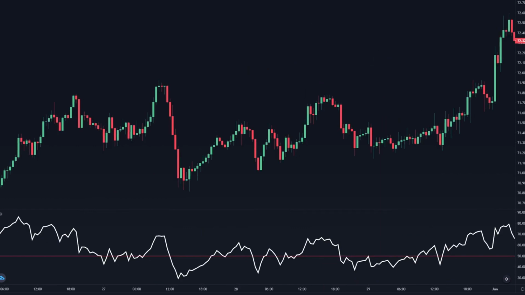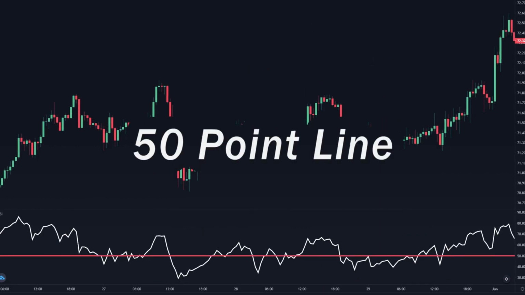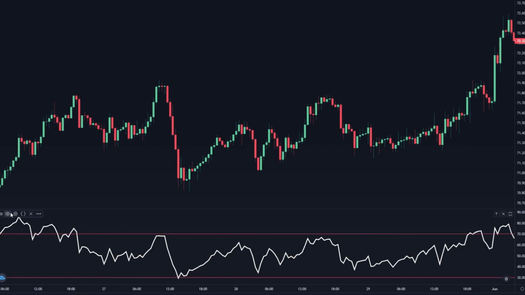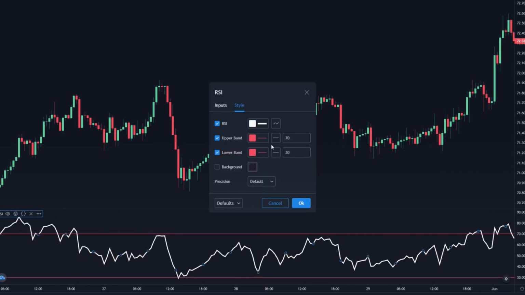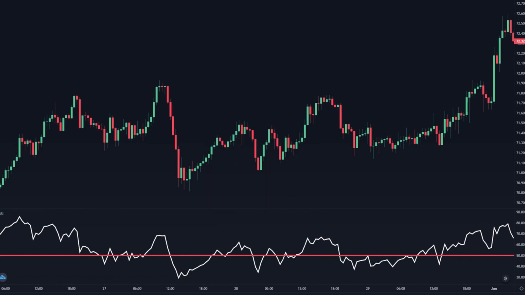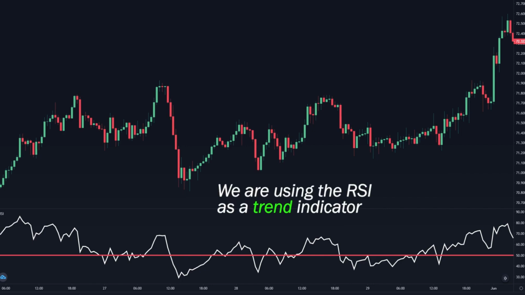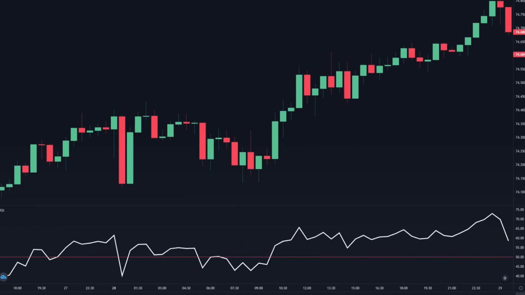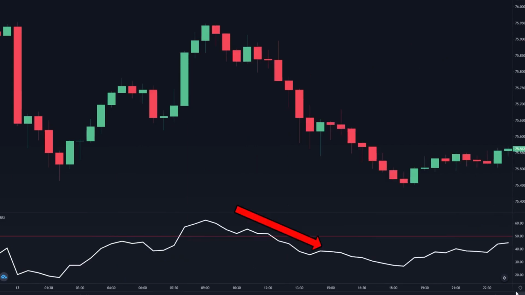Another way of utilizing the RSI is by using the 50-point line. So the default settings in the RSI are 70 and 30. So you actually want to change this into 50 and just disable the other ones. So now we have a middle line in the RSI. So in this strategy, we are actually using the RSI as a trend indicator instead of a reversal indicator. How this works is that if the RSI crosses above the 50-point line, it means that it's a bullish signal. And if the RSI crosses below the 50-point line, it means that it's a bearish signal.